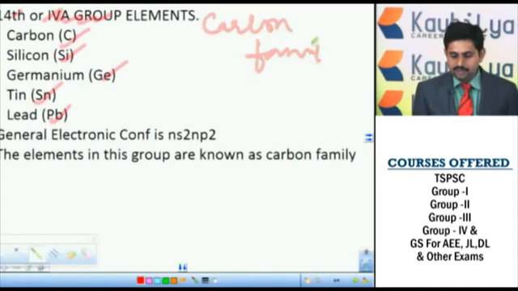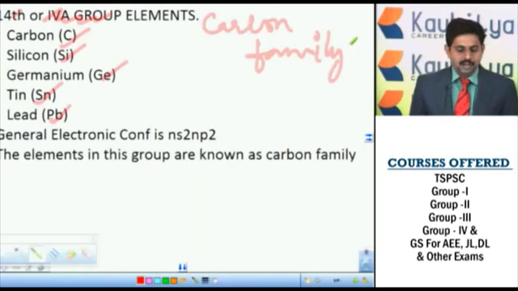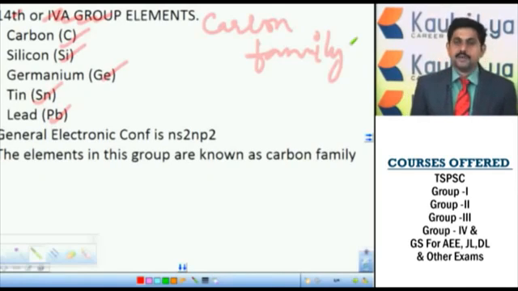Here also, the outermost electron, or differentiating electron, is entering into the p orbital. So we are considering this carbon family, that is the 14th group family or 4A family, as p block elements. The first element is carbon, and we can consider it as the carbon family. The general electronic configuration is ns2 np2.